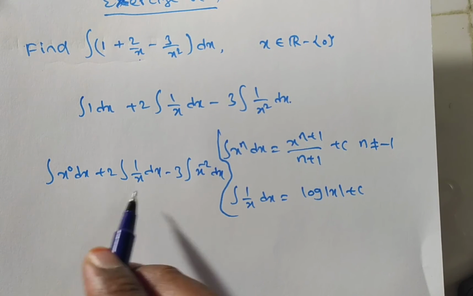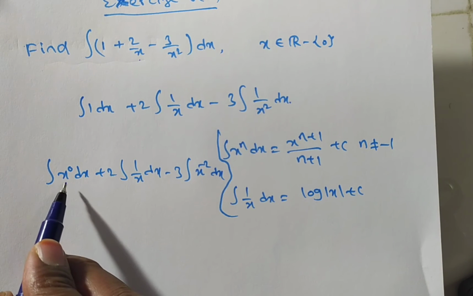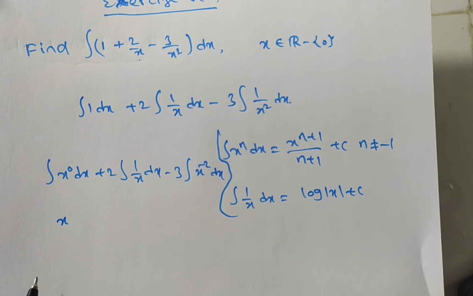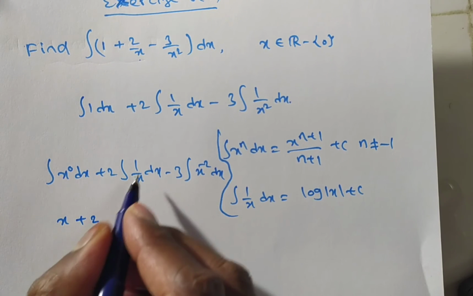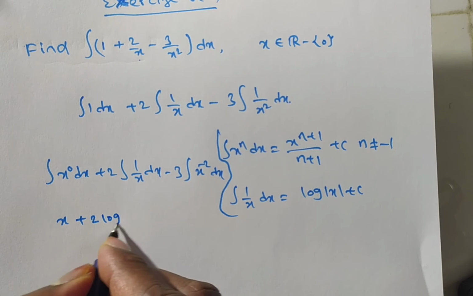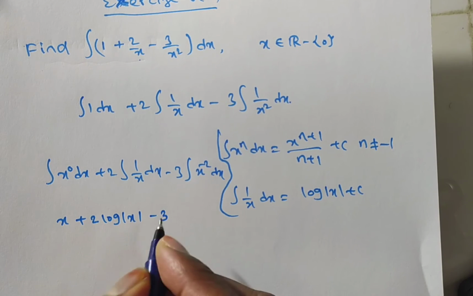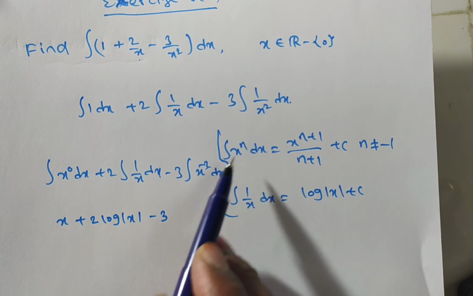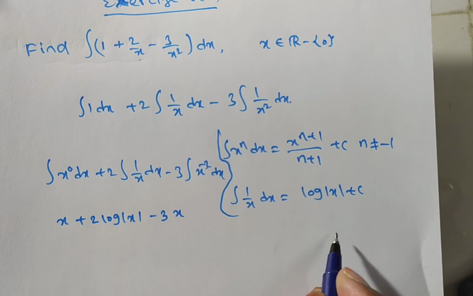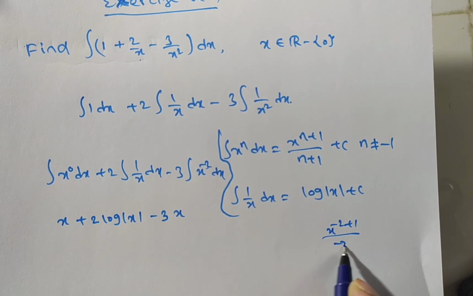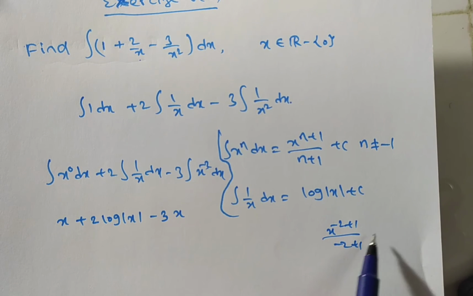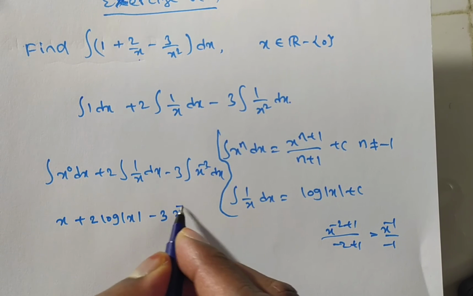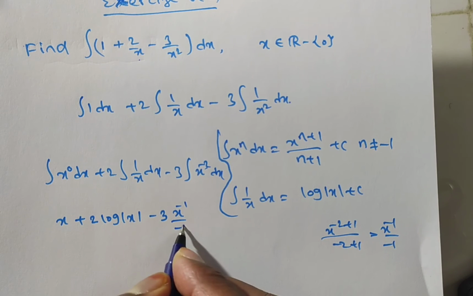Now you can apply standard form 1. From this you will have x power 0 plus 1 by 0 plus 1, nothing but x power 1 by 1, which is x, plus 2 into the integration of 1 by x, which is log mod x, minus 3 into the integration of x power minus 2. Here n is equal to minus 2, that is x to the power of minus 2 plus 1 by minus 2 plus 1. Nothing but x power minus 1 by minus 1, which is minus 1 by x, plus c.